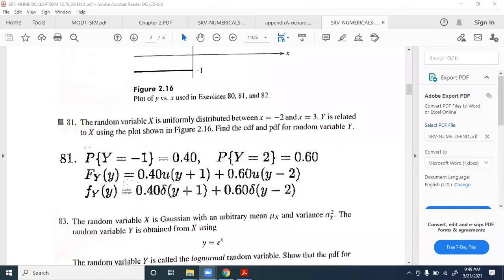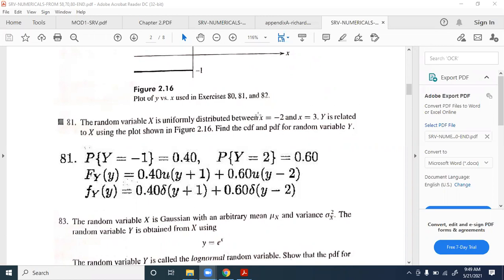So what should be the height for a uniform distribution? Can somebody tell? Total area should be how much? Area should be 1. Total area should be 1. Okay, so if breadth is 5, height should be 1/5 for the PDF of x, right?